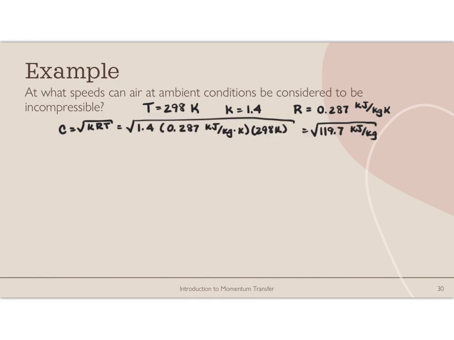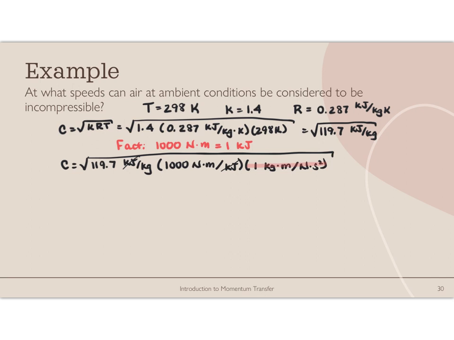And that is equal to the square root of 119.7 kilojoules per kilogram. But those units are nonsense units, so we need to look at the unit conversions. 1,000 Newton meters is 1 kilojoule, which gets us to 119.7 kilojoules per kilogram times 1,000 Newton meters per kilojoule. Those kilojoules cancel. Now I have Newton meter per kilogram, still not there. So we need G sub C. G sub C is 1 kilogram meter per Newton per second squared.